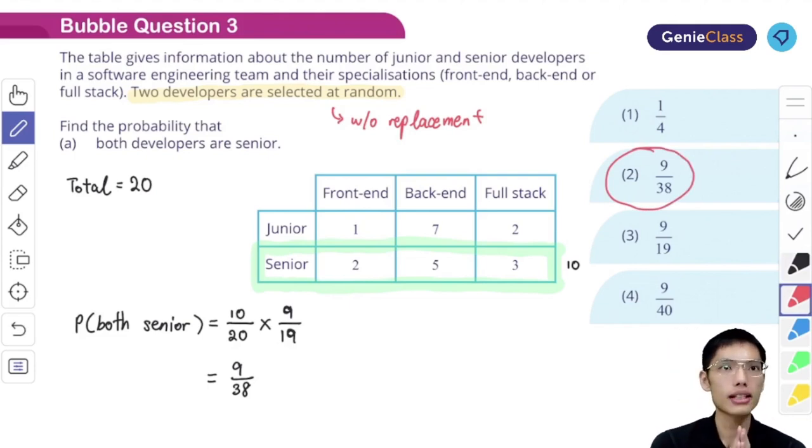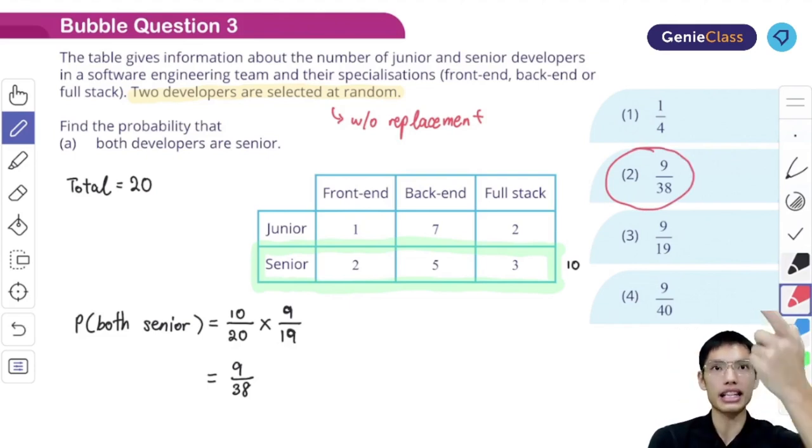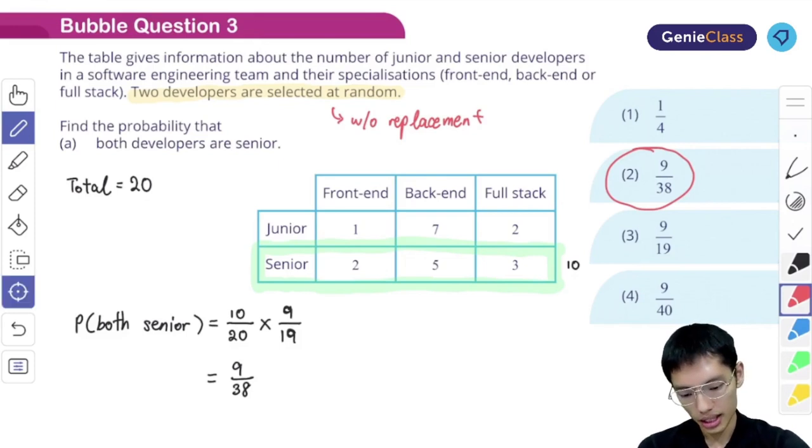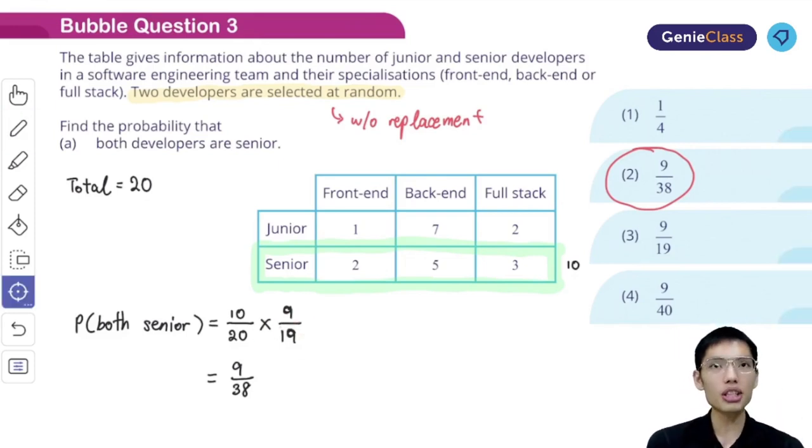Those who answered the third one, take note. Remember, it is without replacement. So we need to subtract 1. But good job on the first one. Good job on the first one. Give yourself a pat on the back.